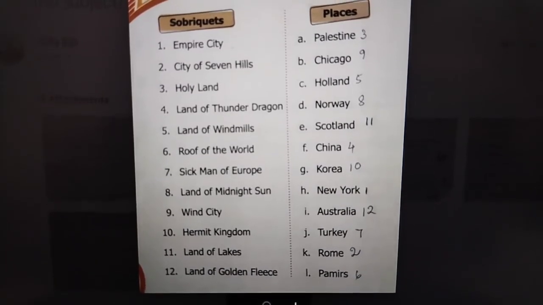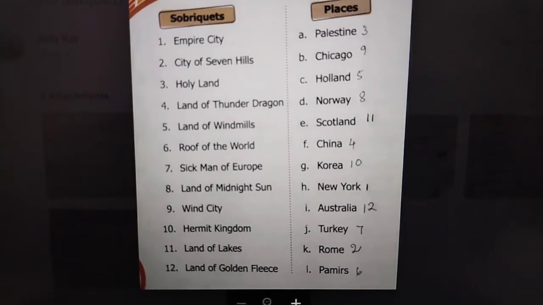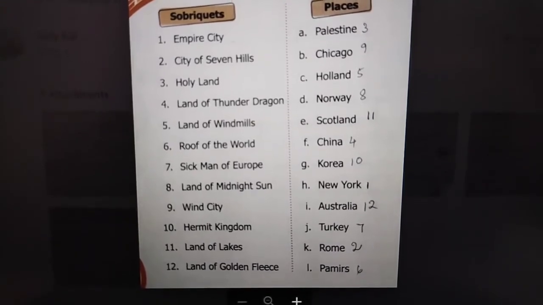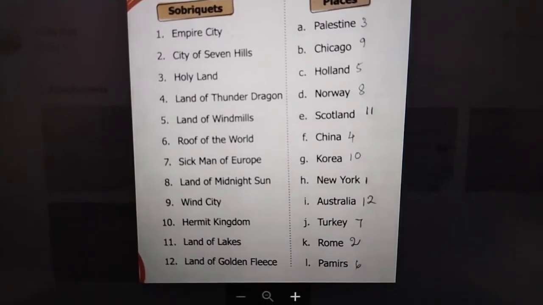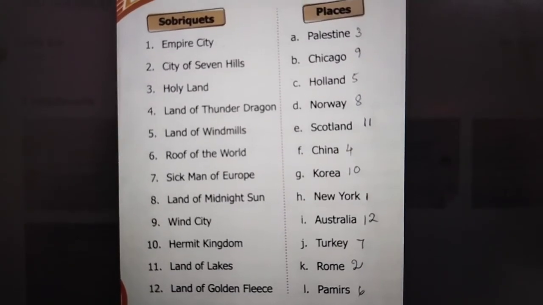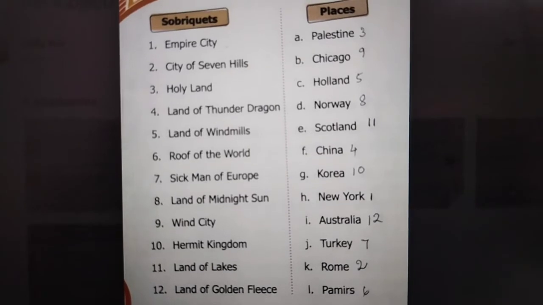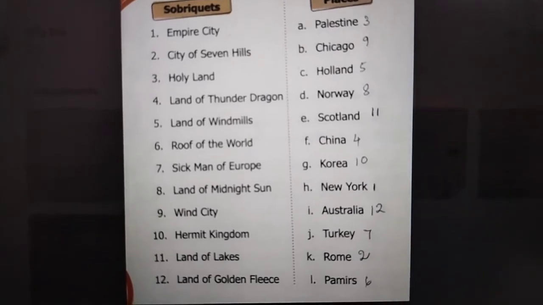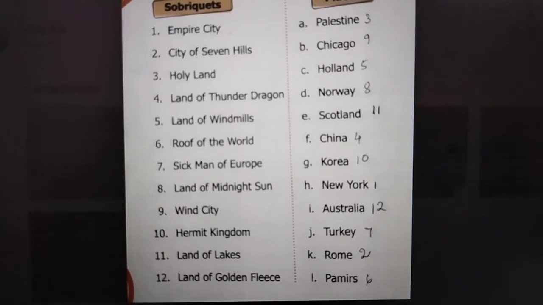The answer is Scotland. And last one, Land of Golden Fleece. The answer is Australia. Now turn the page, just a minute.